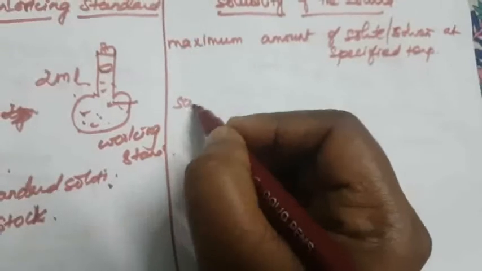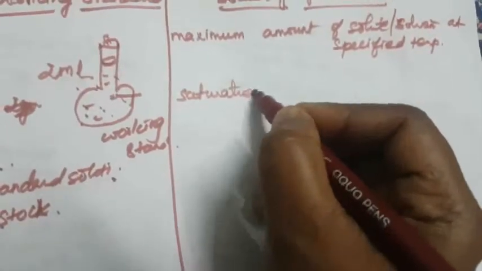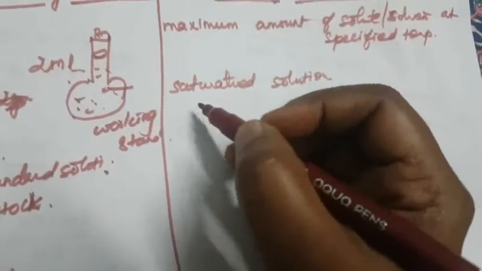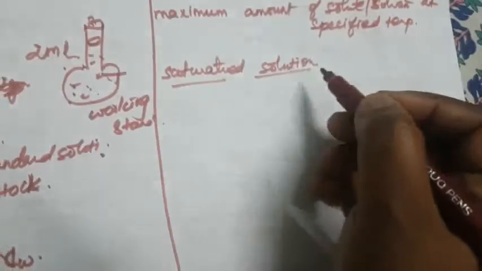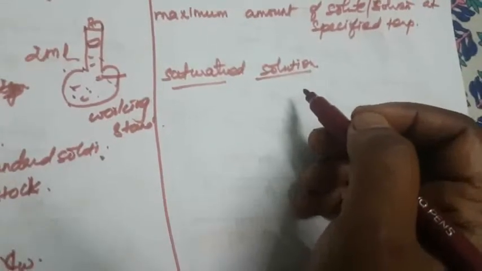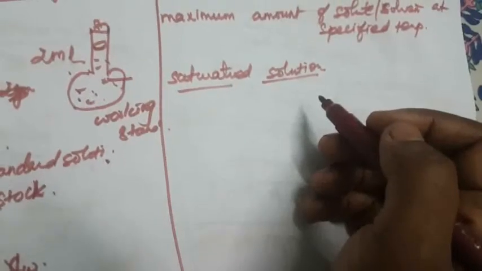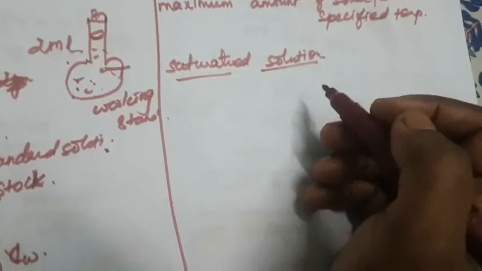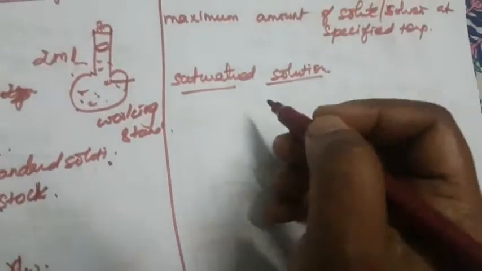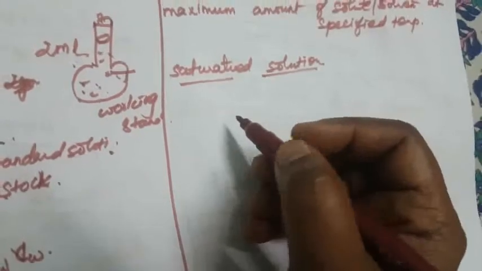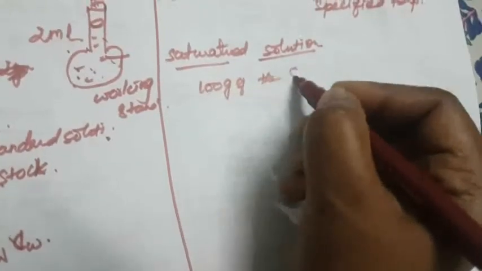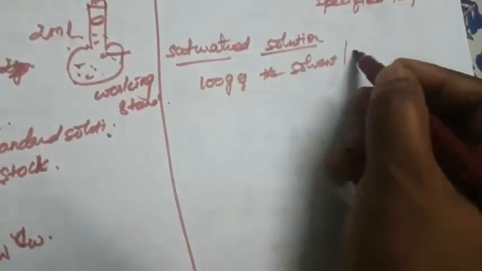What is meant by saturated solution? In organic compounds, saturated means a single-bonded compound, but here, in a saturated solution, no more solute can be added. Precipitation will occur at a given temperature. It is defined as the amount of solute that can be dissolved in 100 grams of the solvent at a given temperature to form a saturated solution. That is called a saturated solution.